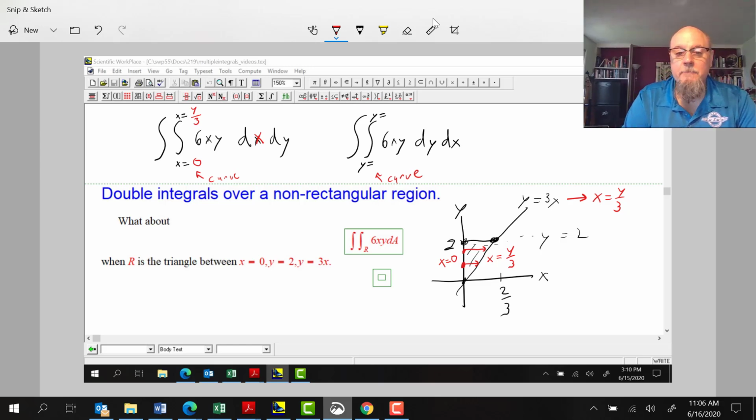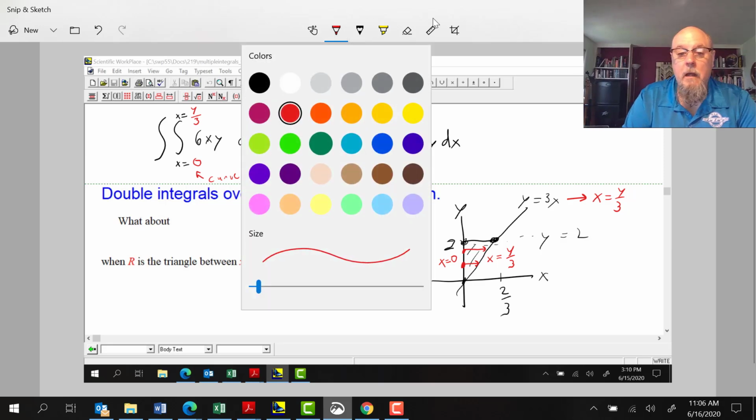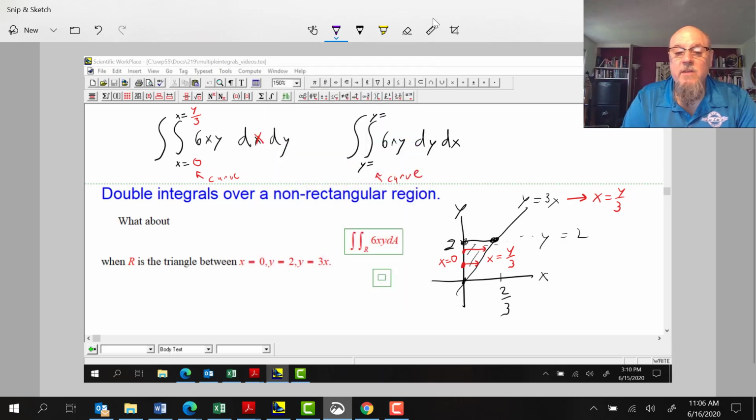The outside, I'm going to pick purple. The outside ones are always numbers. They're y numbers. It'll be the lowest y in the shape and the highest y in the shape. So the outside ones are always numbers.